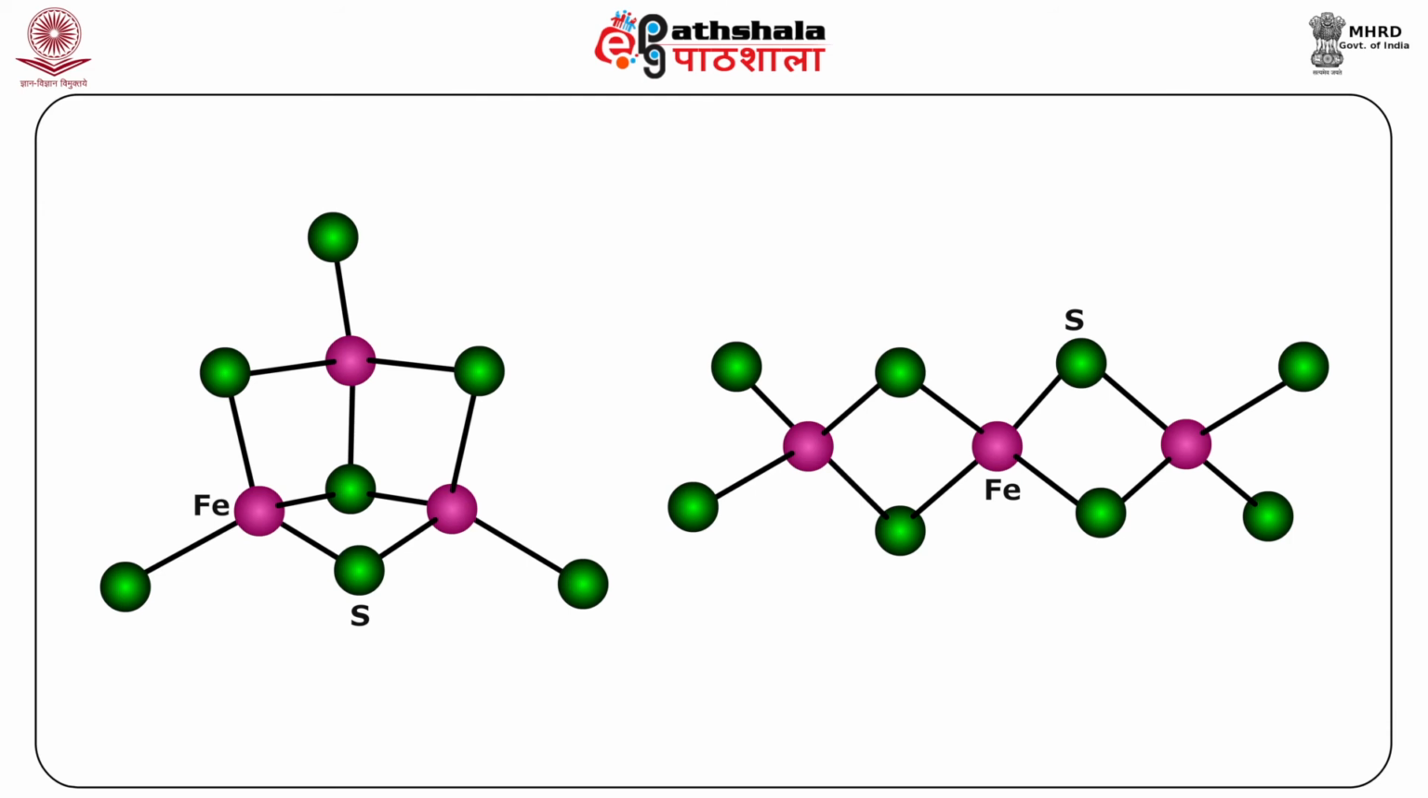Thus, you can see how Fe3S4 may be present in 2 structural forms. One is the cuboidal form, wherein you can see how the 3 iron atoms are bridged across by the sulfide ligands and again each of these iron atoms is also attached to single sulfur atoms. And on the other hand, in the linear structure, you can see how the 2 iron atoms are connected to a common iron atom and the 2 sulfur atoms are bridged across.